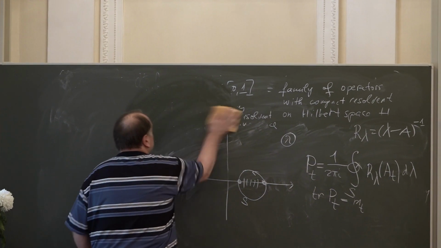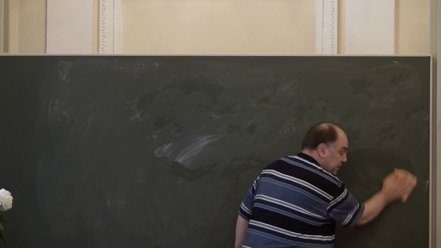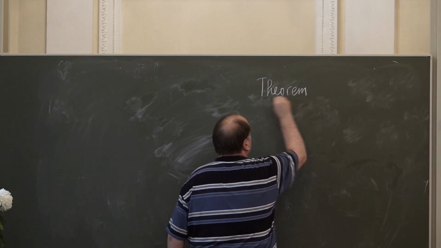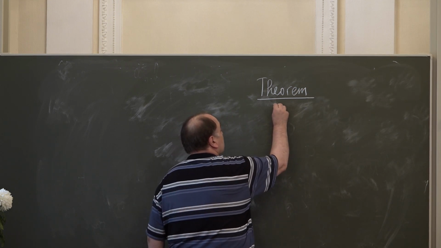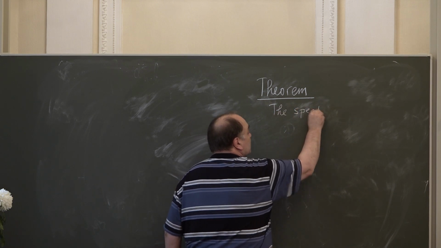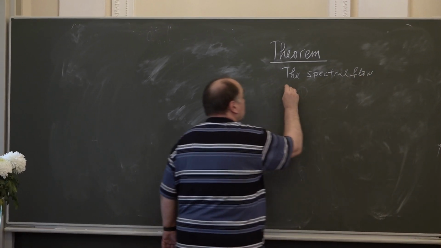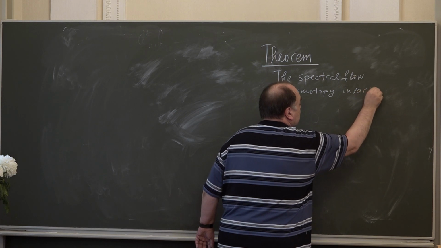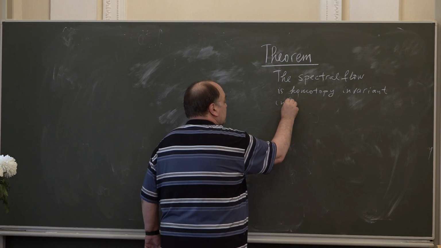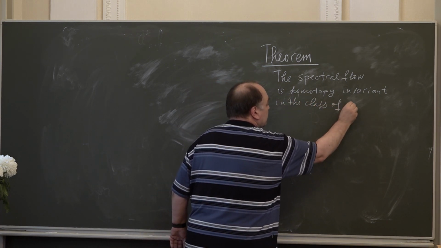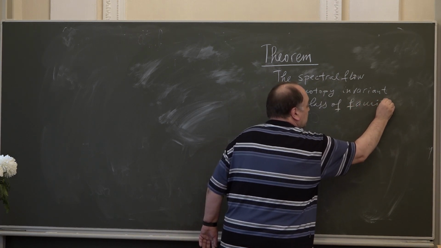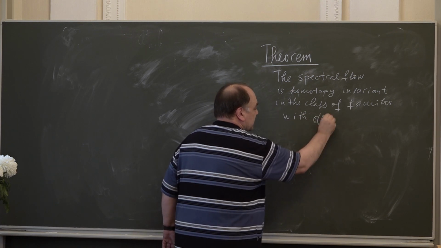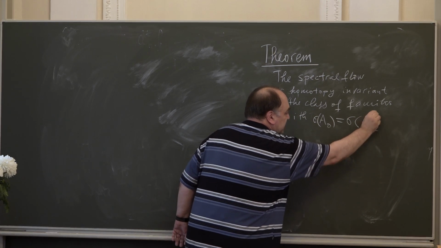Well, and perhaps I would state the first theorem. The theorem says that the spectral flow is homotopy invariant in the class of families that satisfy the isospectrality condition. That is, families with A_0 having the same spectrum counting multiplicities as A_1.